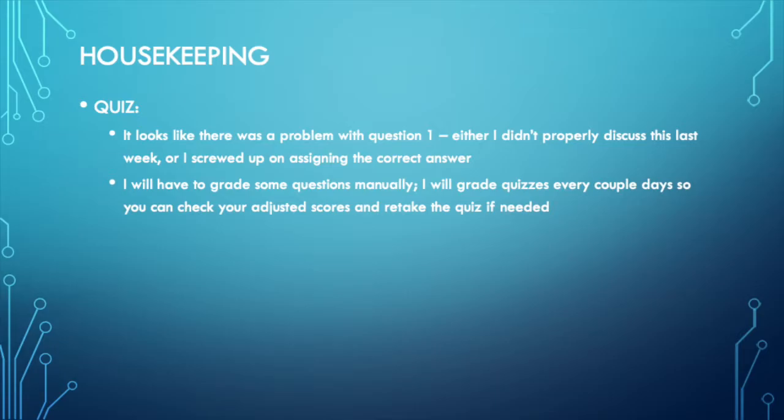There was also what looked like a problem with question 1. I don't know if I somehow screwed up on assigning what the answer was in D2L, or maybe I just didn't explain it well enough in class the other day, or last week, I guess. Question 1 asked, what are some functions of a typical mixer? And everyone who answered it seemed to select answer A, which was it brings microphone level signals up to line level, which is absolutely true.